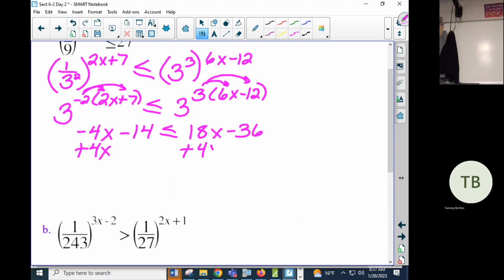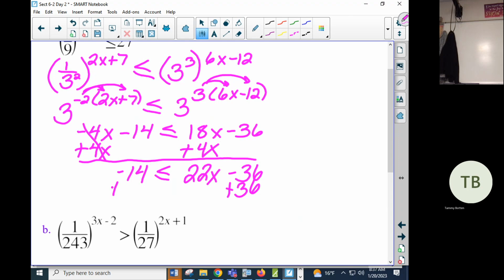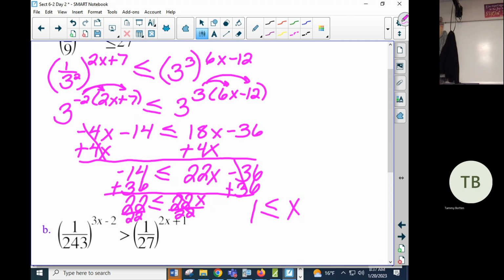We could bring this over. Okay, and we'd get -14 is less than or equal to, this is 22x minus 36. Okay, so now I have my x here, so I bring my numbers over here. So I would add 36. And I would get -14 plus 36 is 22. And then this is 22x. If I divide by 22 on both sides, on the left would be my 1. On the right, these would cancel and I'd have an x.